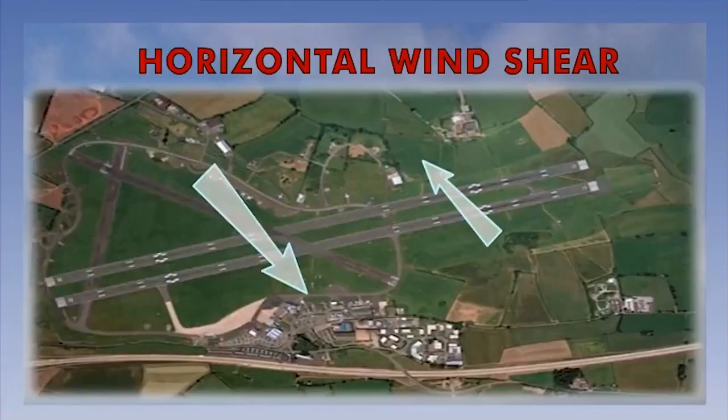Horizontal wind shear is the change in the wind speed and direction with horizontal distance. Again, the diagram shows this using a runway to illustrate the situation. The direction and speed at one end of the runway is very different to that at the other end of the runway. Horizontal wind shear is usually measured using knots per 1,000 feet.